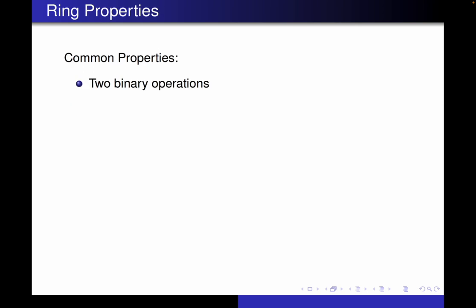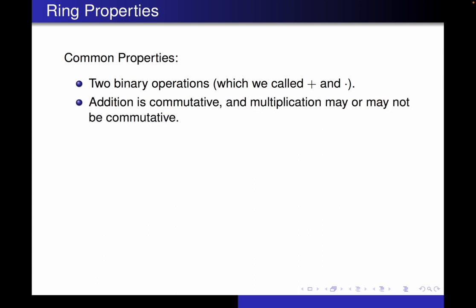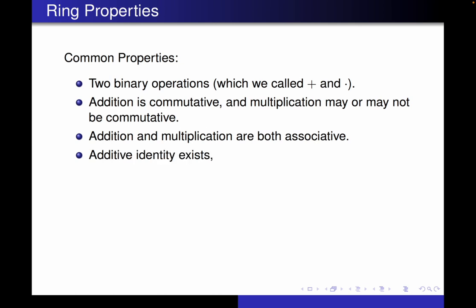Each of those number systems had two binary operations, which we called plus and multiplication, addition and multiplication. We noted that in all of those examples, addition was commutative, and multiplication was sometimes commutative, sometimes not commutative. Addition and multiplication were both associative for all the examples. In every example, the additive identity existed, but it's not always true that the multiplicative identity existed.